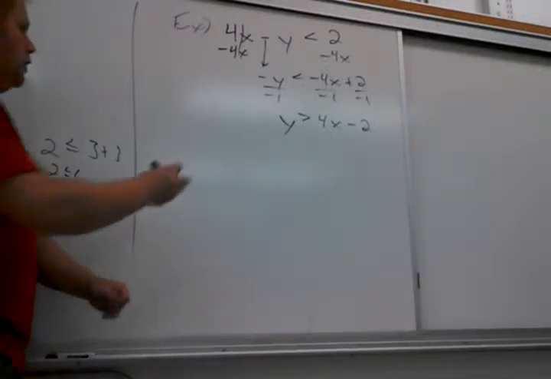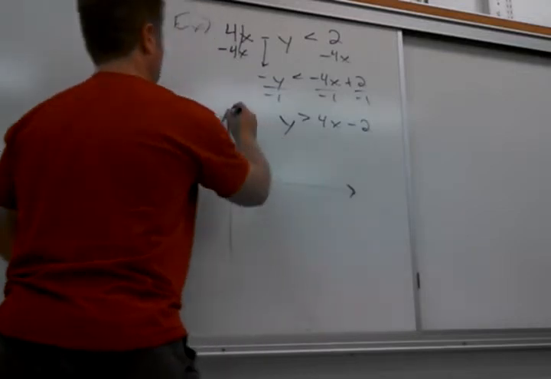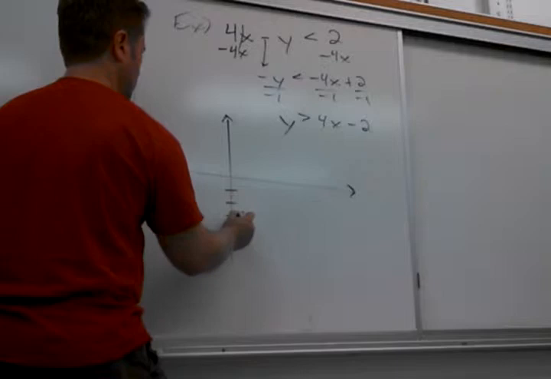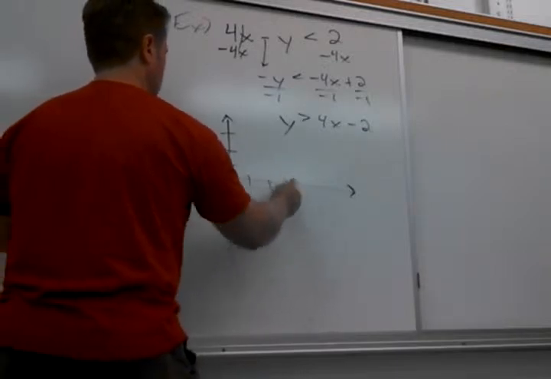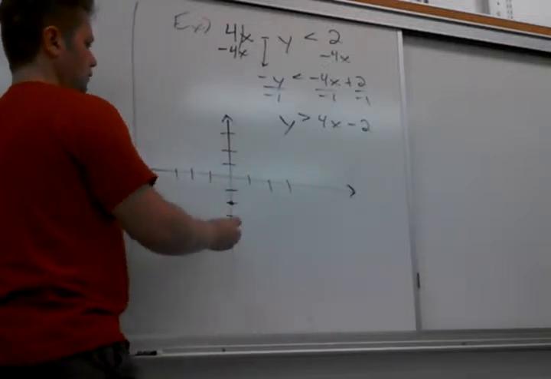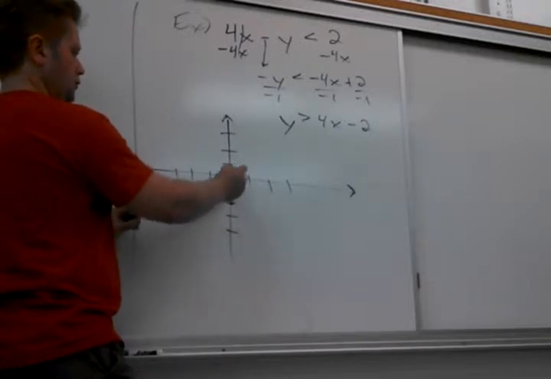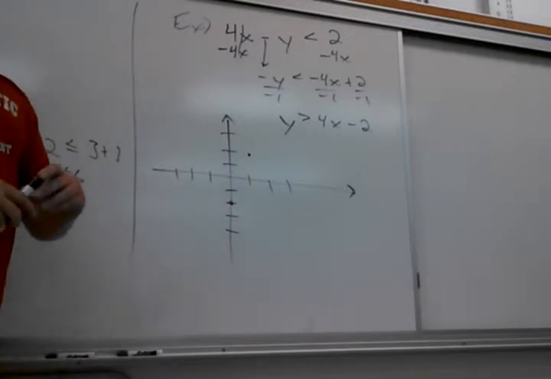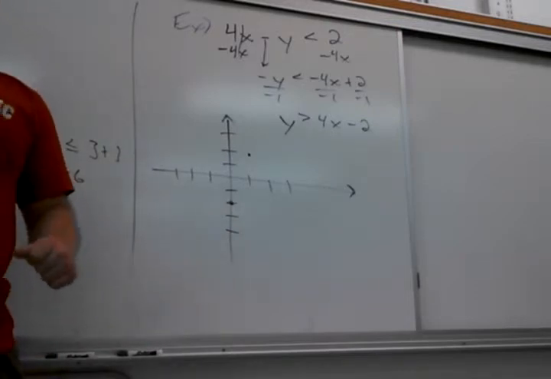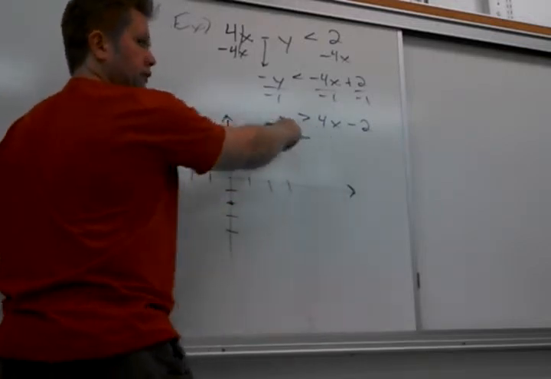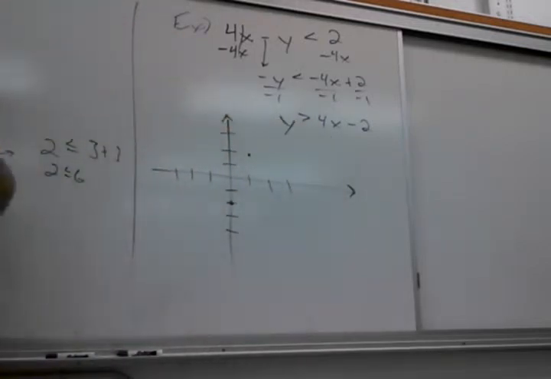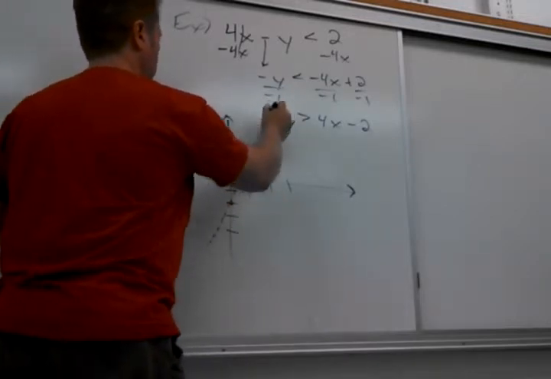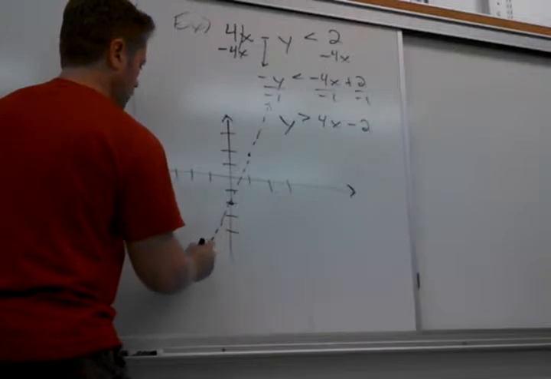So what's the slope and the y-intercept? 4. So the y-intercept is -2. Go up 4, 2, 3, 4 over 1, and I'm going to connect it with what kind of line? Dotted line. All right, because they're not allowed to equal. It's the equivalent of a parenthesis or open circle. So I'm saying the points on this line actually don't work. Points on this line don't matter.